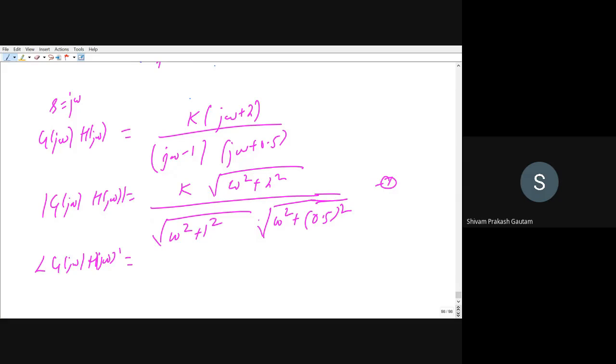I am writing for the numerator, that is for this part. Tan inverse of the imaginary part over the real part for this K: our phase will be 0 because the imaginary part is 0. Now for the second term, j omega plus 2, that is tan inverse of omega by 2, imaginary is omega, real is 2. Now I will use minus because I will be calculating phase for this part. So minus because it is in the denominator, tan inverse of omega, imaginary is omega, real is 0.5.